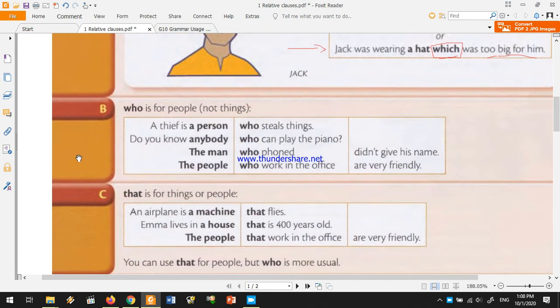Let's take a look at some of the examples. A thief is a person who steals things. This is a sentence which contains a relative clause. If we want to split it into the two original sentences it had, we would say a thief is a person, he steals things. Okay, this is the original sentence.